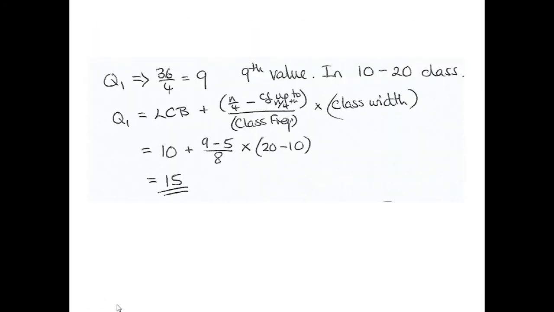So here is the calculation for Q1. We need a quarter of the way up the data, which is 9, so the 9th value. That's in the 10 to 20 class. So we take the lower class boundary of the 10 to 20 class, which is 10, and the class width, and it goes from 10 to 20, so that's the class width, 20 minus 10. N over 4 is your 9. The cumulative frequencies up to that point are 5, and the class frequency for the median class is 8. Do the calculation, you get 15.